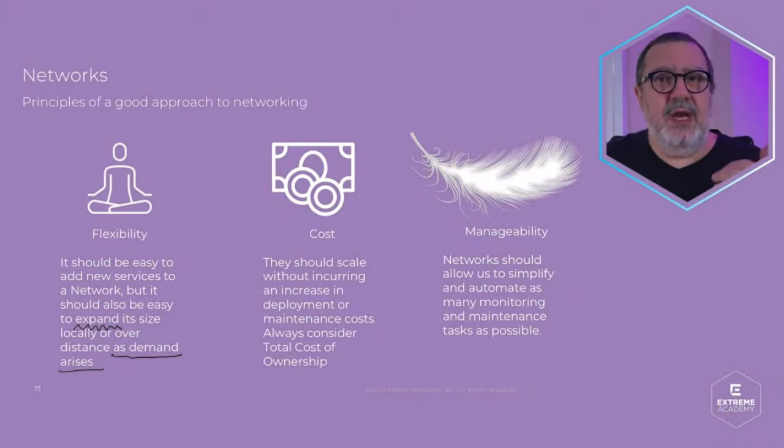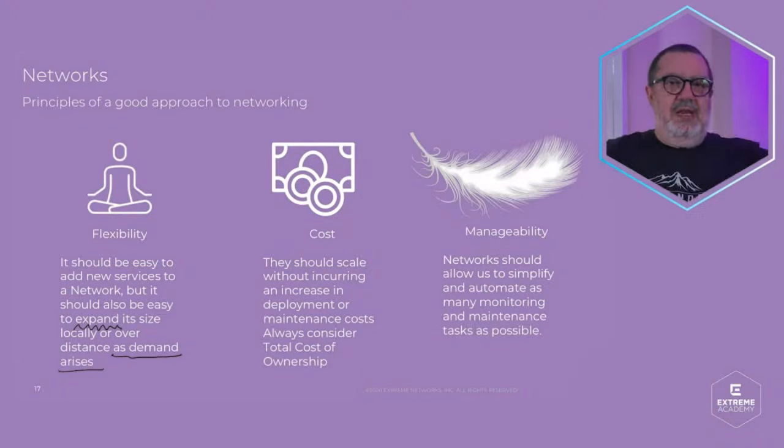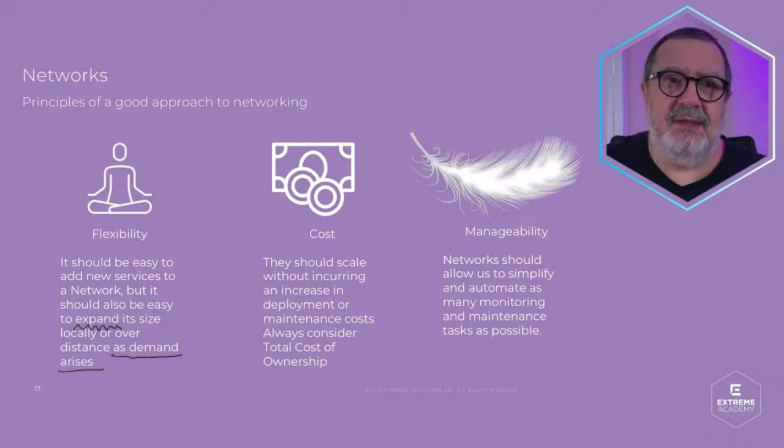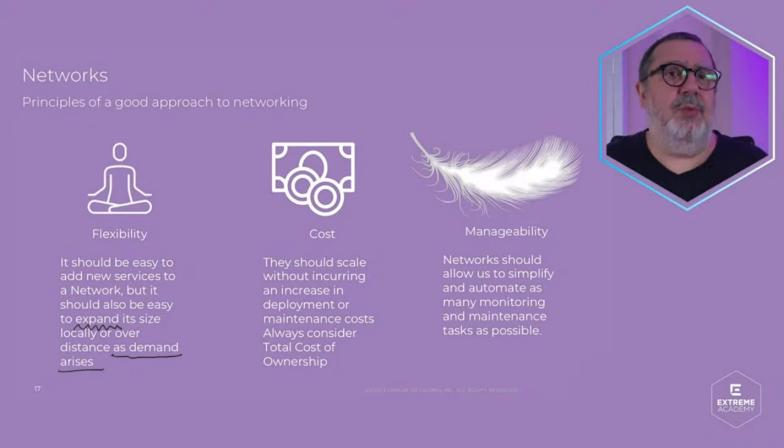The fourth one is cost. You can't just throw money at networks and say, well, it doesn't matter what it costs. This one is 10 times more expensive than that. It doesn't matter, we've got lots of money, let's throw money at this. With networks, you have to always work within budgets, within constraints.